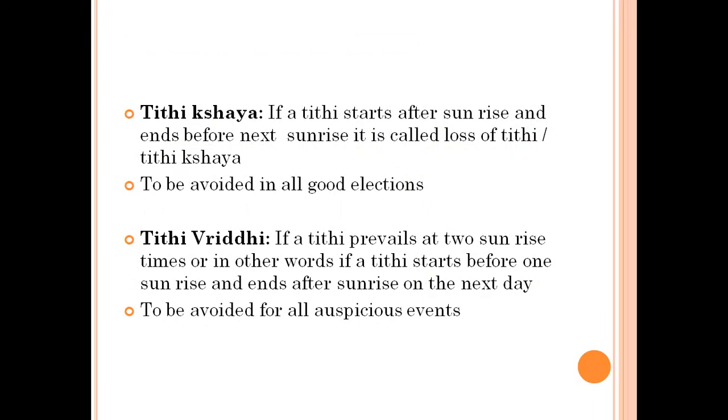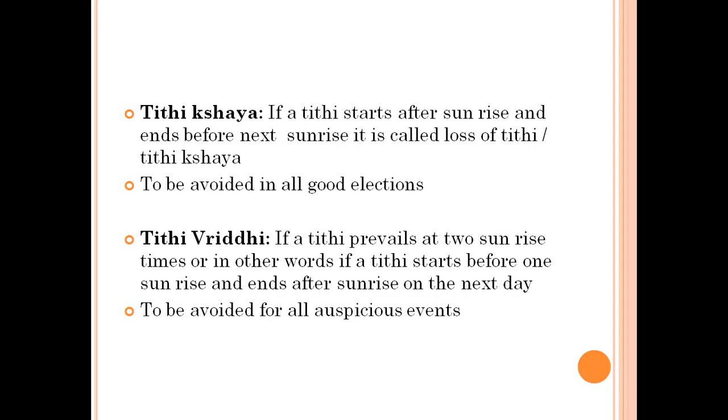Fine. Next, another important concept is tithi kshaya. That is, if a tithi starts after sunrise and ends before the next sunrise, it is called loss of tithi, or tithi kshaya. It should be avoided for all good elections. For example, let us assume Wednesday morning 6 o'clock is the sunrise, and a tithi starts at 6:15 and tomorrow morning it ends at 5:55. So it is starting after sunrise and ending before sunrise. So that tithi should be completely avoided for all auspicious things.